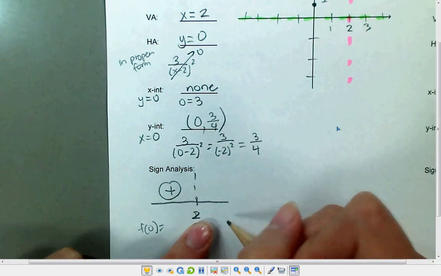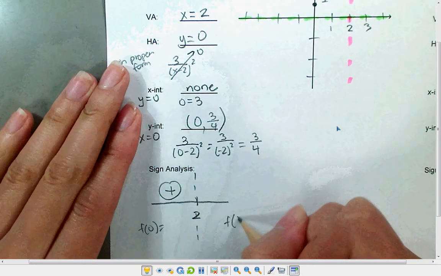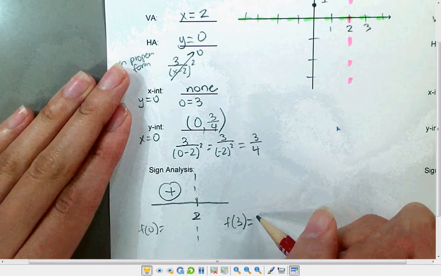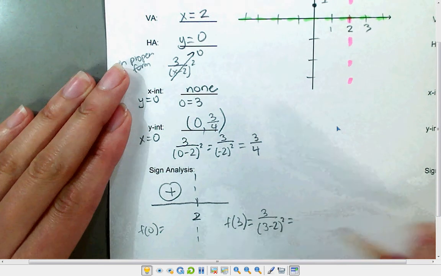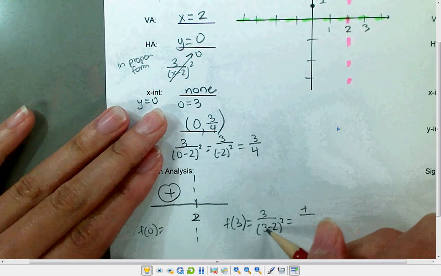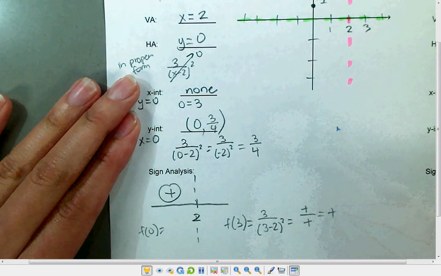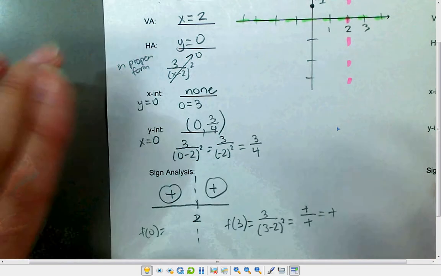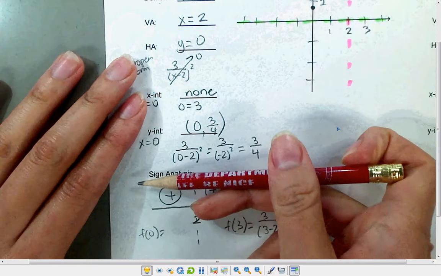Now let's pick another number on this side, so let's say 3, because 3 is bigger than 2. So f of 3 is, let's plug it in, 3 over 3 minus 2 squared. So 3 is clearly positive, right? 3 minus 2 is 1. 1 squared is also going to be positive, so this is also going to be positive. So for this case, both of these sides are going to be above the x-axis. So they're positive, so above the x-axis.